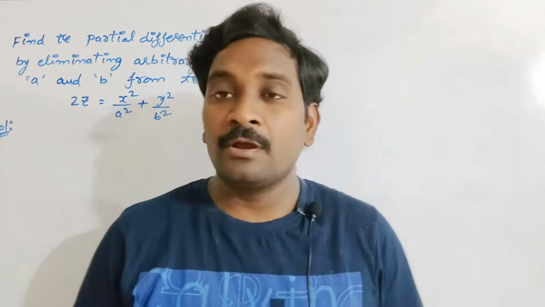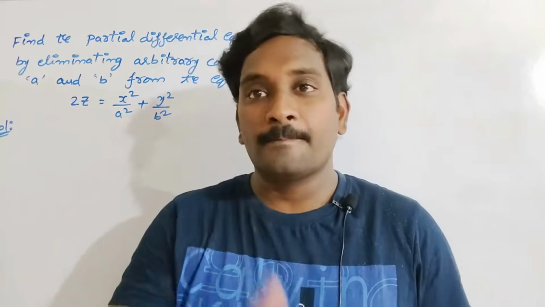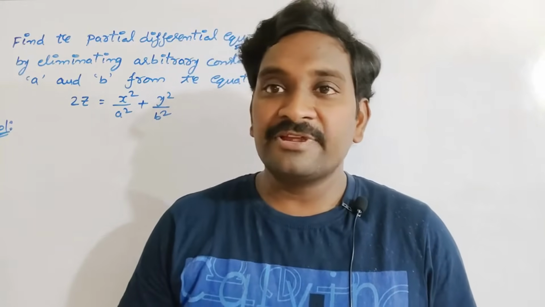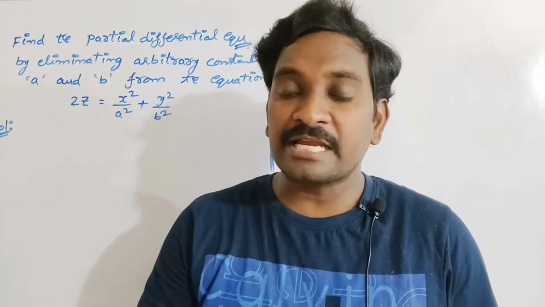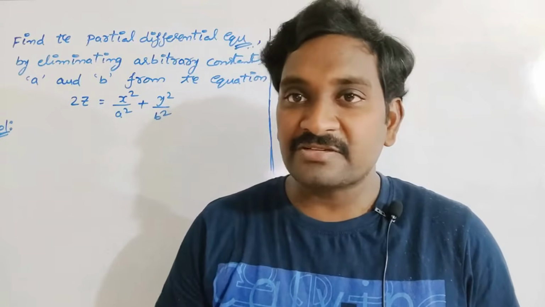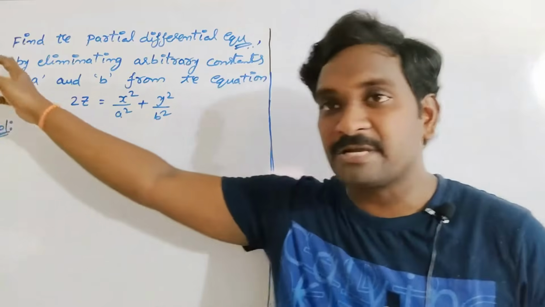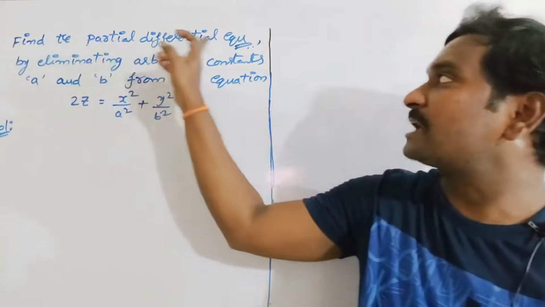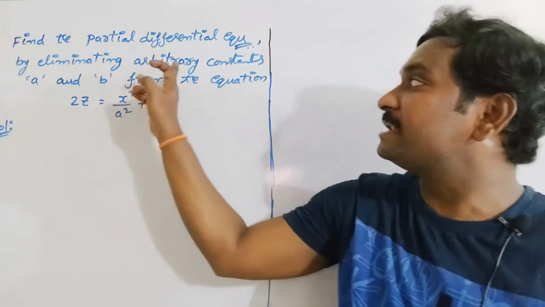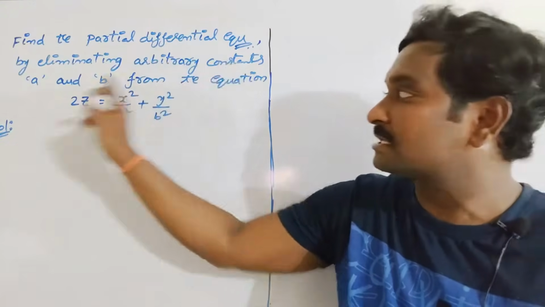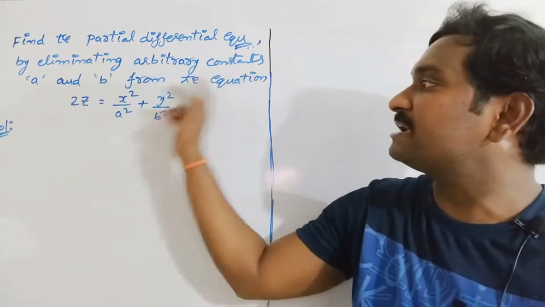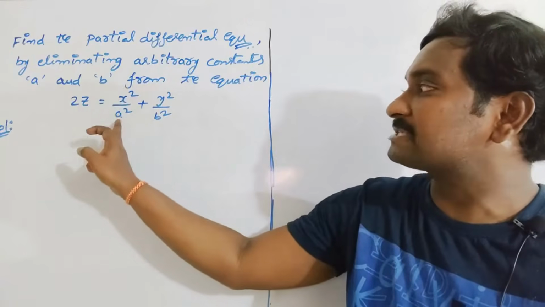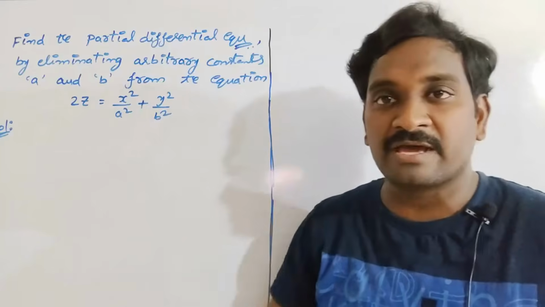In the previous video, we discussed the definition of partial differential equation. In this video, I will explain how to generate a partial differential equation from the given equation. See the statement of the given problem. Find the partial differential equation by eliminating arbitrary constants a and b from the equation 2z = x²/a² + y²/b².